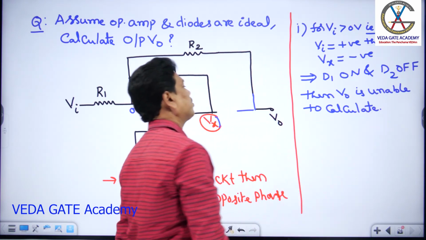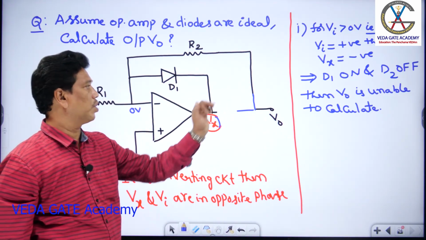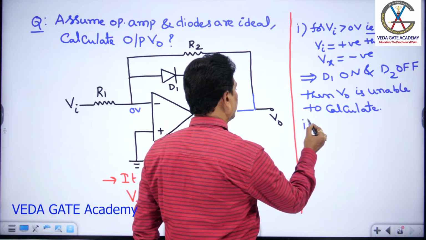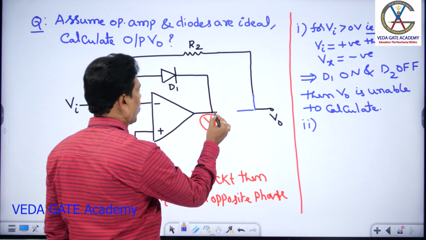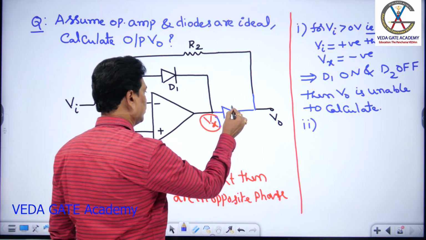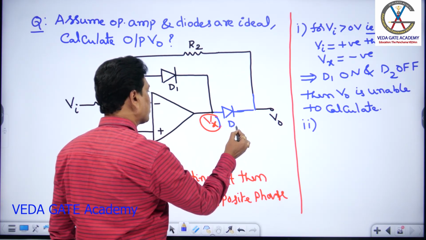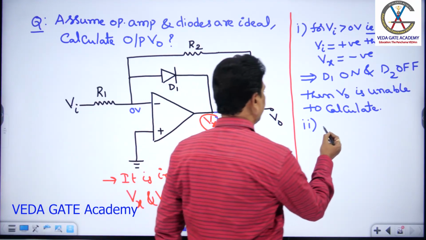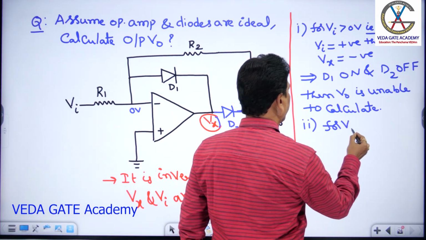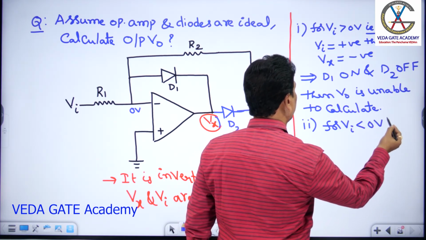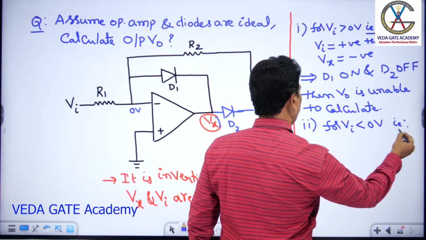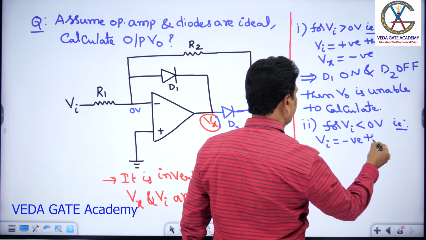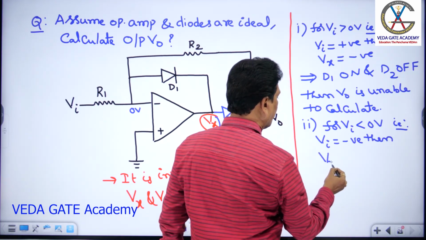So in the first case, for Vi greater than 0, D2 is open, so the output V0 is unable to calculate. Now I can go for case 2. I connect the same diode D2 again here as it is. Now I go for the next case, that is Vi less than 0 volt, that is Vi equal to negative, then Vx equal to positive.